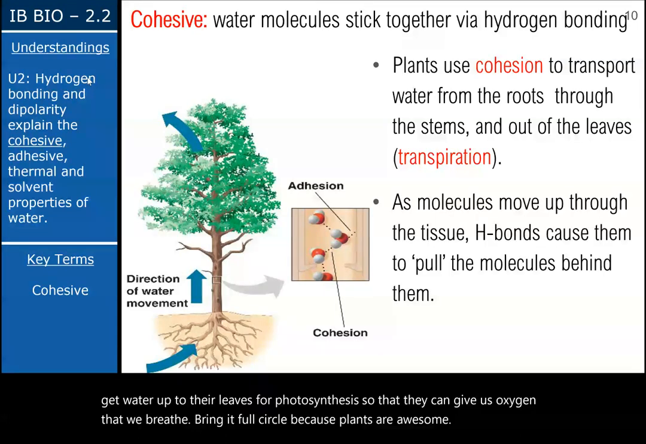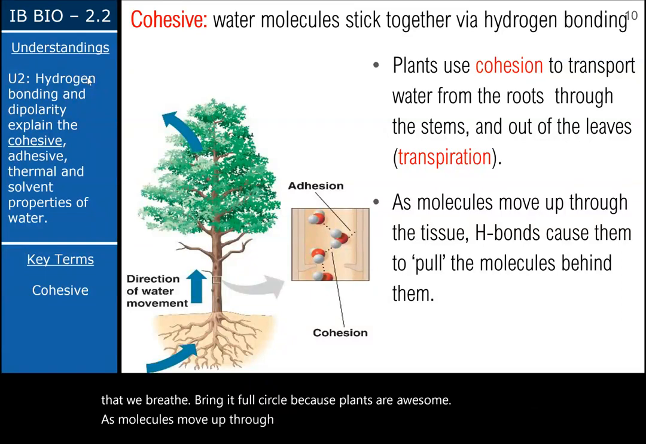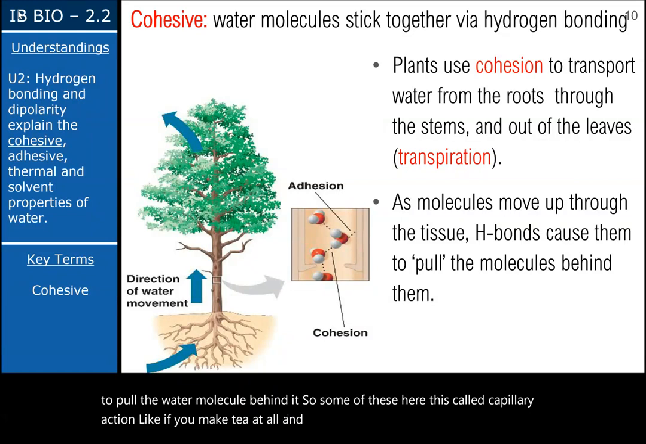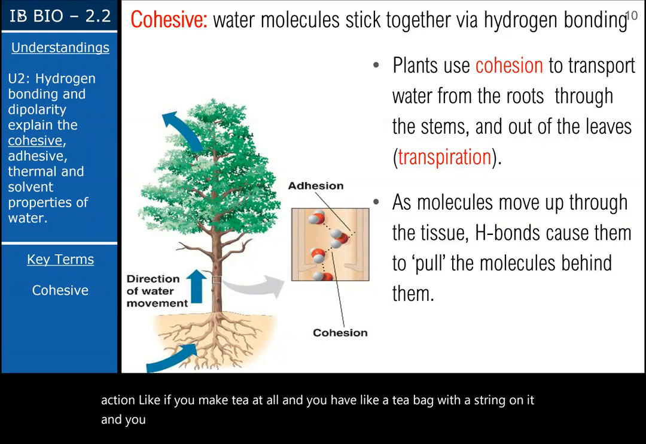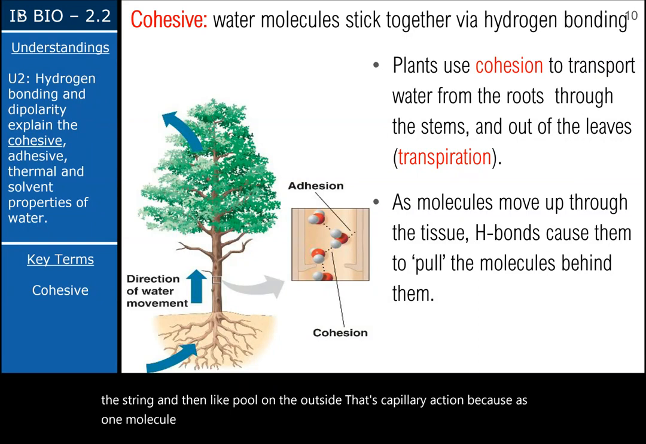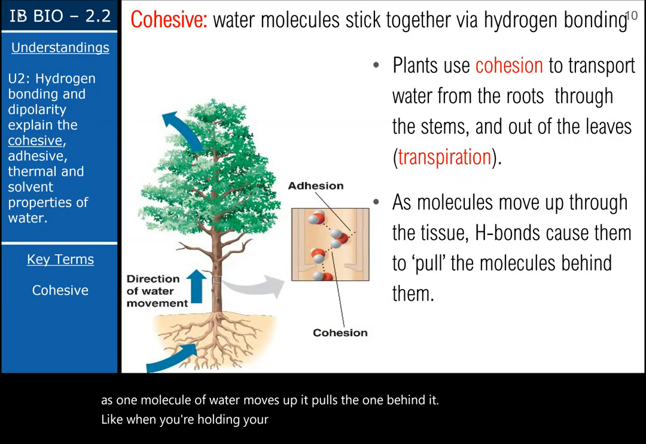As molecules move up through the tissue, those hydrogen bonds cause them to pull the water molecule behind it. So sometimes you'll hear this called capillary action. Like if you make tea and you have a tea bag with a string on it and you leave the tea bag in there, the tea will creep up the string and then pool on the outside. That's capillary action, because as one molecule of water moves up, it pulls the one behind it. Like when you're holding your friend's hand and you're trying to walk through a crowd and you pull them behind you, that's cohesion.